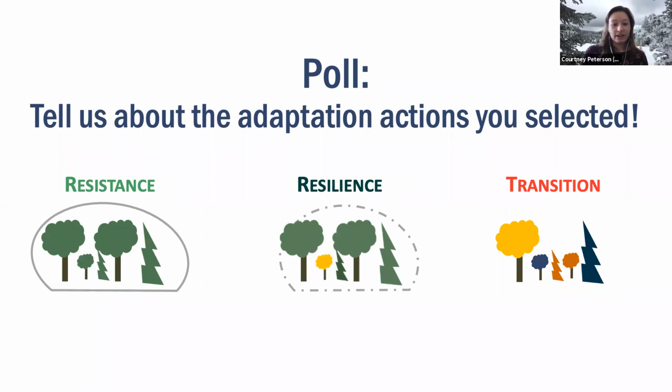And then going on to that second question, it looks like the majority of you said that your actions are a mix of all three: resistance, resilience, and transition. So would anyone be willing to share what you were thinking, whether it's your actions are already a part of your current management plan, or there's some small tweaks or modifications, or you're doing a mix of all three: resistance, resilience, and transition for your projects? Or any insights that you would like to share with the larger group about going through step 4?